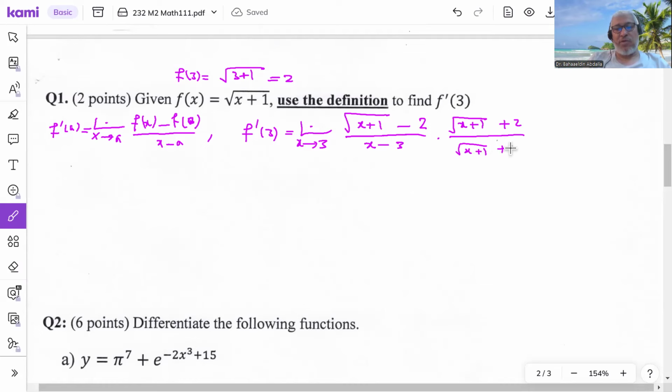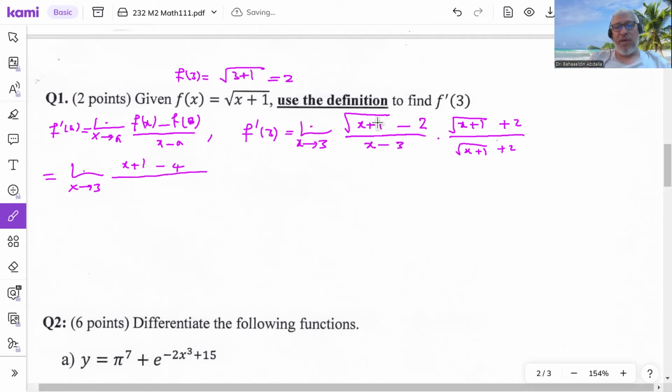So I multiply by square root of x plus 1 plus 2, up and down. So this is just 1. I didn't change anything in the limit. So I have the limit when x approaches 3. Now how to multiply two fractions? Multiply the numerators. So square root of x plus 1 times square root of x plus 1, I'll have x plus 1, minus 2 times 2, that's 4.